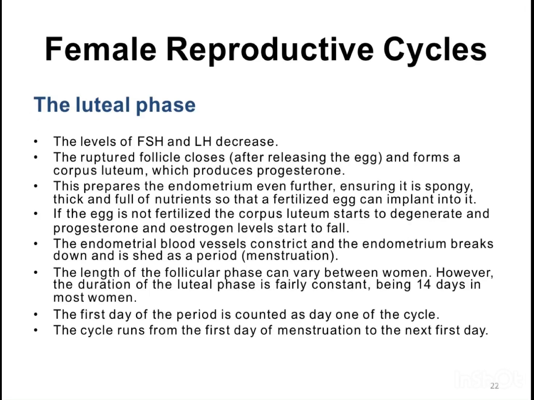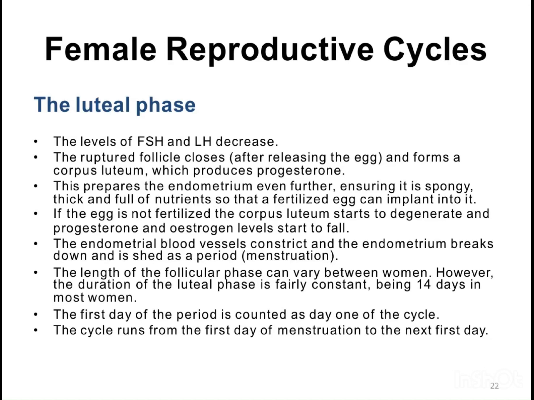The luteal phase. The levels of FSH and LH decrease. The ruptured follicle closes after releasing the egg and forms a corpus luteum, which produces progesterone. This prepares the endometrium even further, ensuring it is spongy, thick and full of nutrients so that a fertilized egg can implant into it. If the egg is not fertilized, the corpus luteum starts to degenerate and progesterone and estrogen levels start to fall. The endometrial blood vessels constrict and the endometrium breaks down and is shed as a period, menstruation.